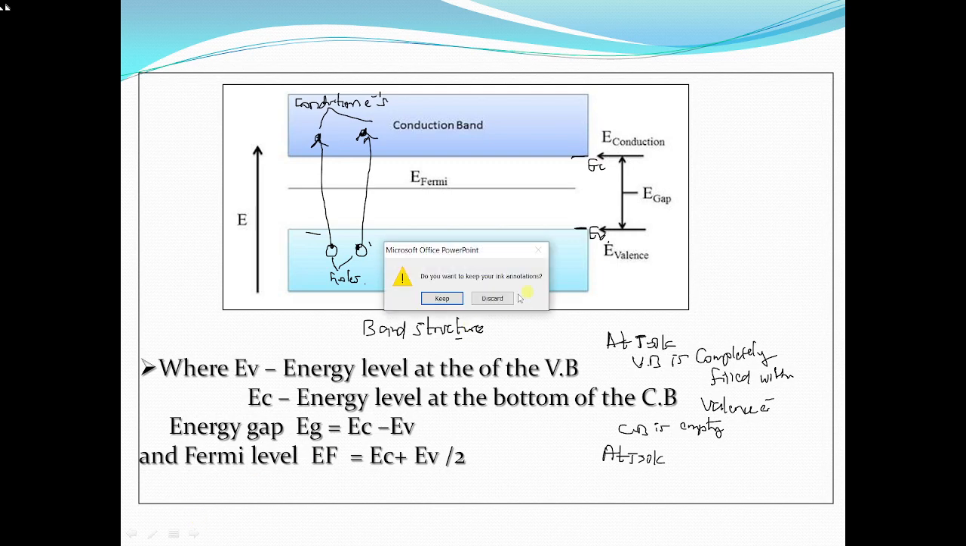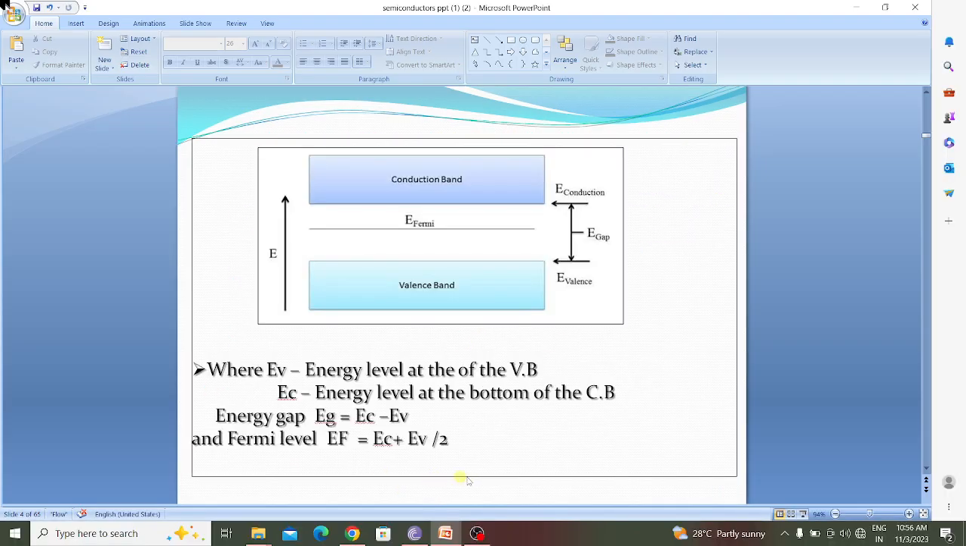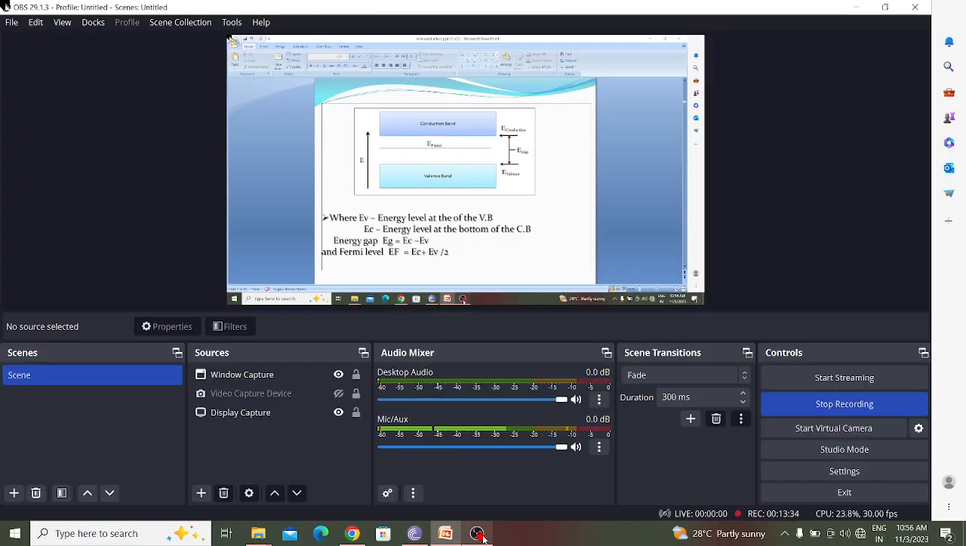So extrinsic semiconductors we can see in the next class.